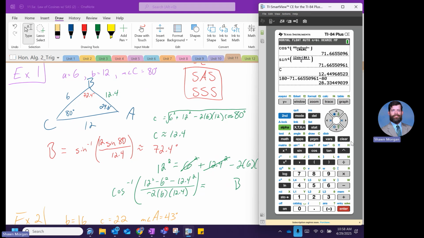So here's my recommendation. On Delta Math, in the practice problems that you do with law of cosines, just watch how they do it and do it how they do it, but be aware that sometimes you're going to get values that are off kilter just a little bit.